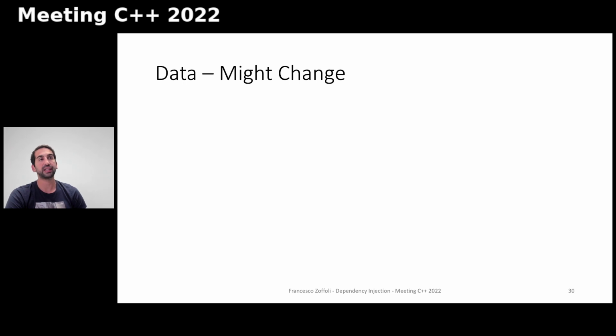The other kind of data is the data that might change. Data that might change is still read-only. It doesn't mean that our component can change the data. Our component never changes the data. This is a dependency. It's just accessing the data, and this data can change.